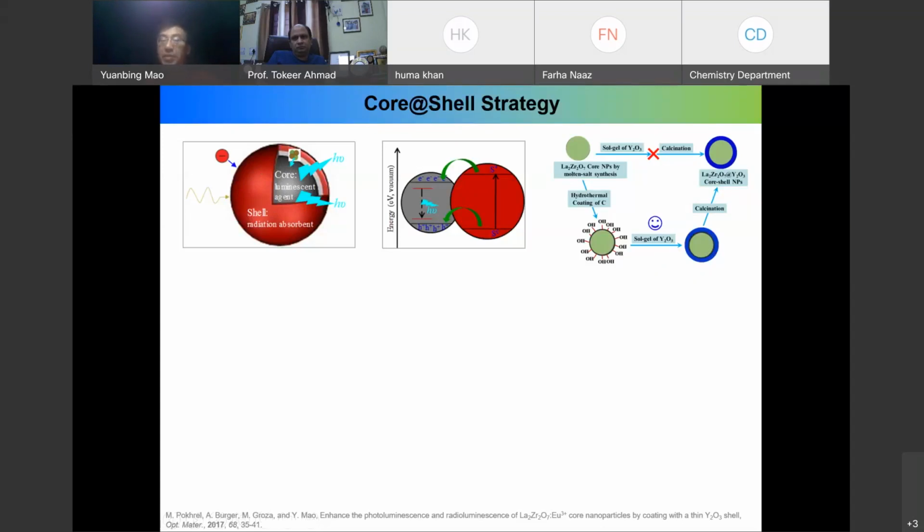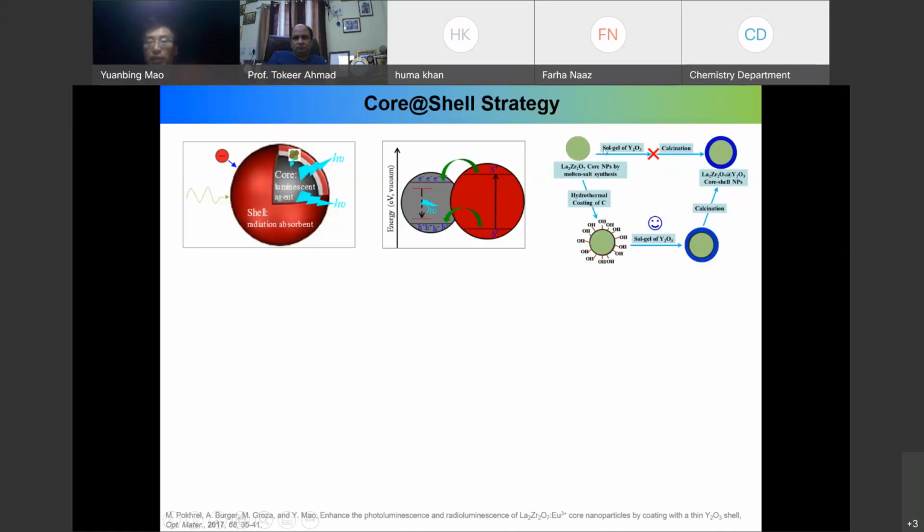So how do we make these core-shell nanoparticles? Especially our core nanoparticles are synthesized by our molten salt synthesis method. There are no surface functional groups on the surface, right? So that makes the shell deposition more difficult. So how did we do that? Because for the shell material here, we use hafnium oxide, right?